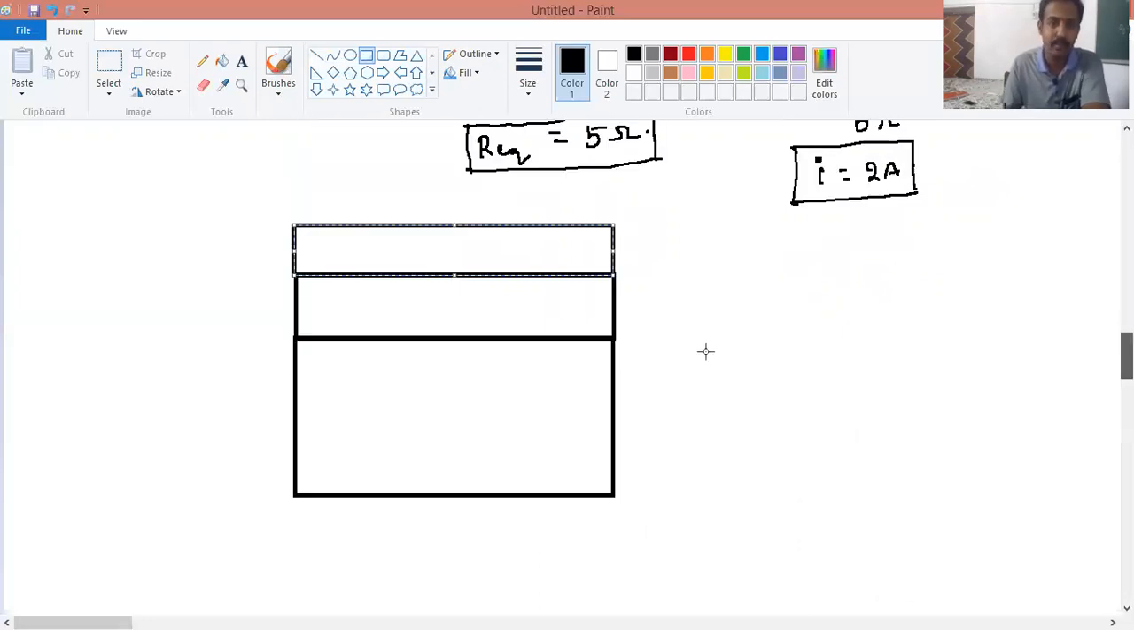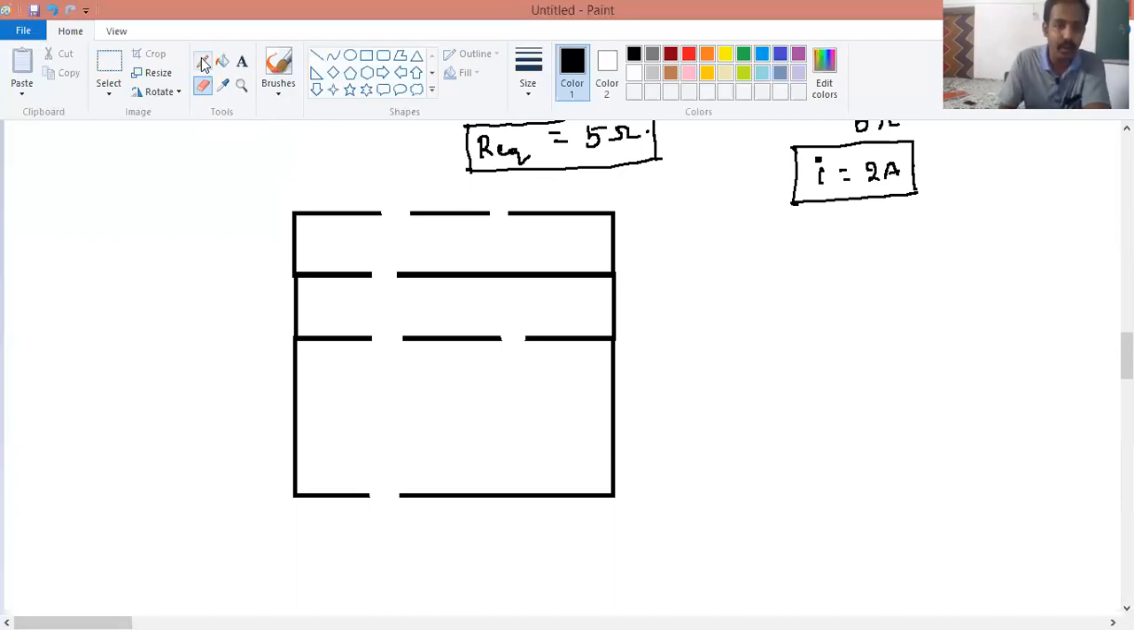Let's talk about this condition. Now, this is a 10 volt battery. This is one resistor, this is one resistor, this is one more resistor, this is one resistor, and this is one resistor.